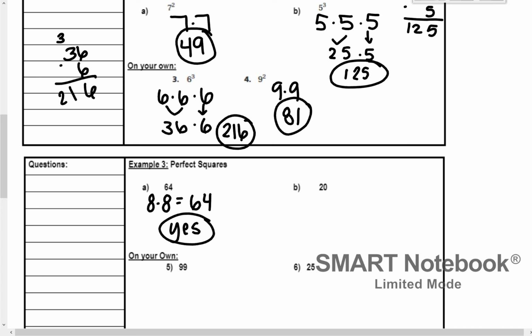So these are kind of like yes or no questions. Okay, and to show our work, we would just show that it's a whole number times itself. So we would just show 8 times 8 is 64.